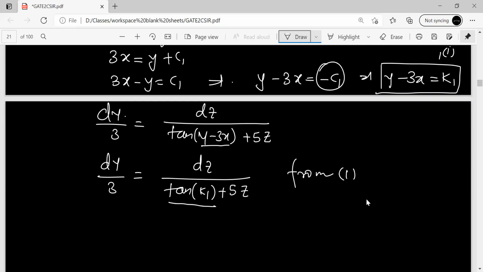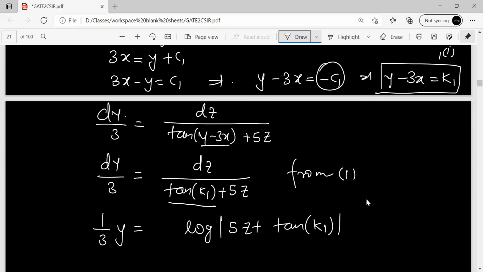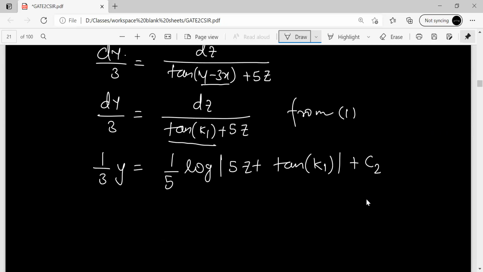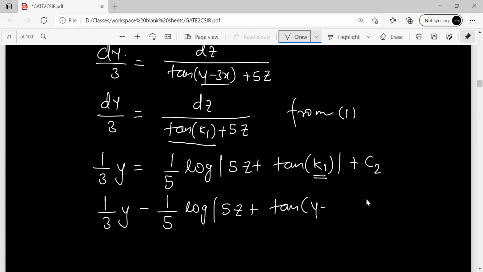Now I'll integrate. So this will be 1 upon 3y equal to log of 5z plus tan of k1, and then 1 upon 5, plus some c2. Now you can't keep this k1 here, so you have to resubstitute what your k1 is. So it will be 1 upon 3y minus 1 upon 5 times log of 5z plus tan of, what is given, y minus 3x, equal to c2.